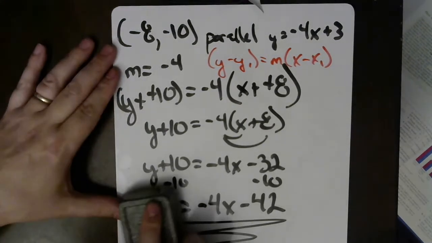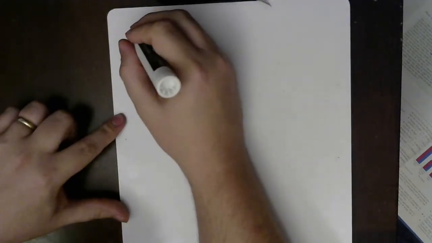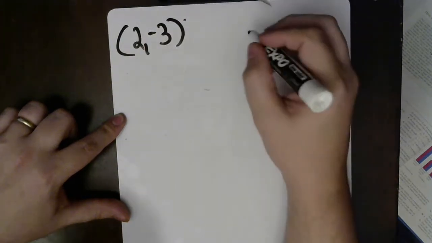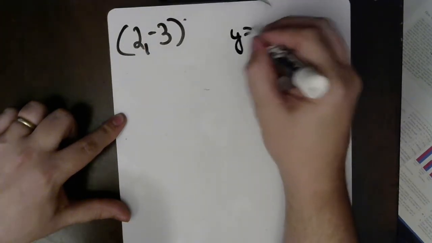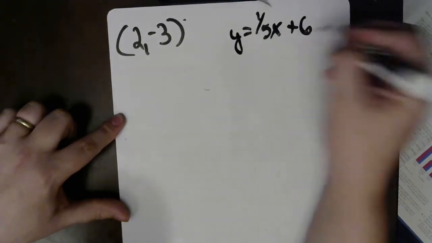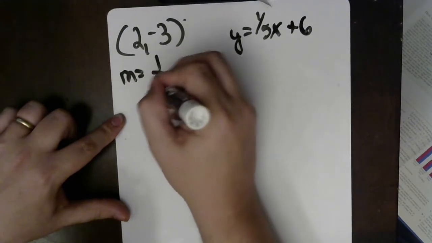All right, let us do our next one. In this one, we're going to go a little bit slower because I want to give you time to actually write it out. There's a couple things we need to remember. This next one is perpendicular, and it has to pass through the point (2, -3). It's perpendicular to y equals 1/5 x plus 6. So our slope is 1/5.